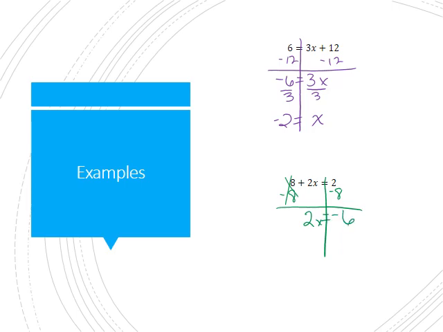Wow, that's two problems with a negative 6. Now how do I undo multiplying by 2? I divide by 2. So x gives me negative 3.